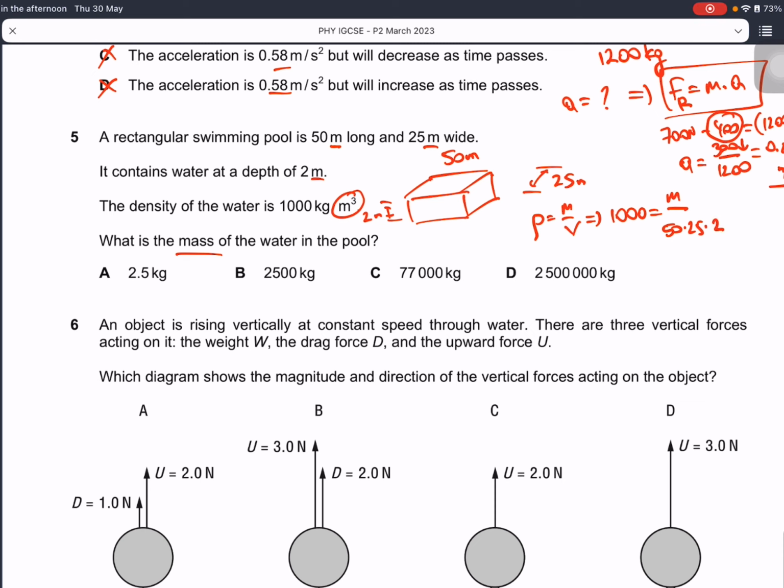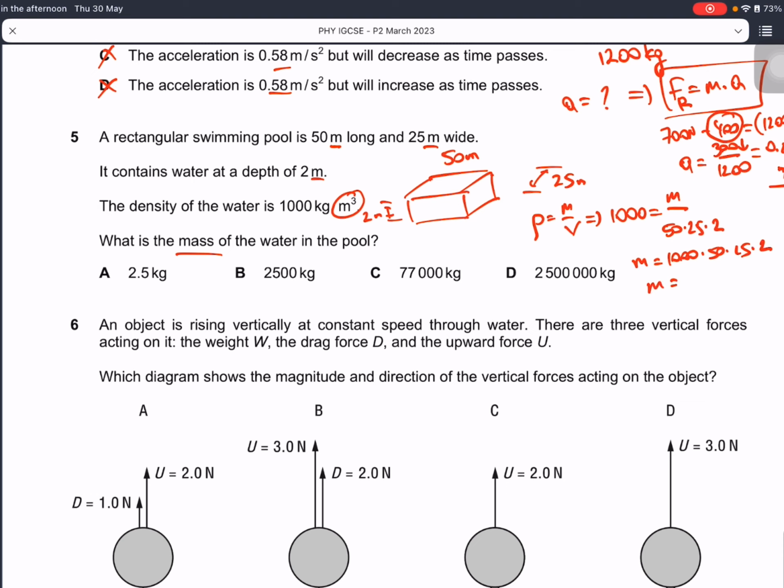If it was not meter in either of them, maybe the dimensions or the density, we would have to have some conversions here. So mass equals simply 1000 times 50 times 25 times 2.